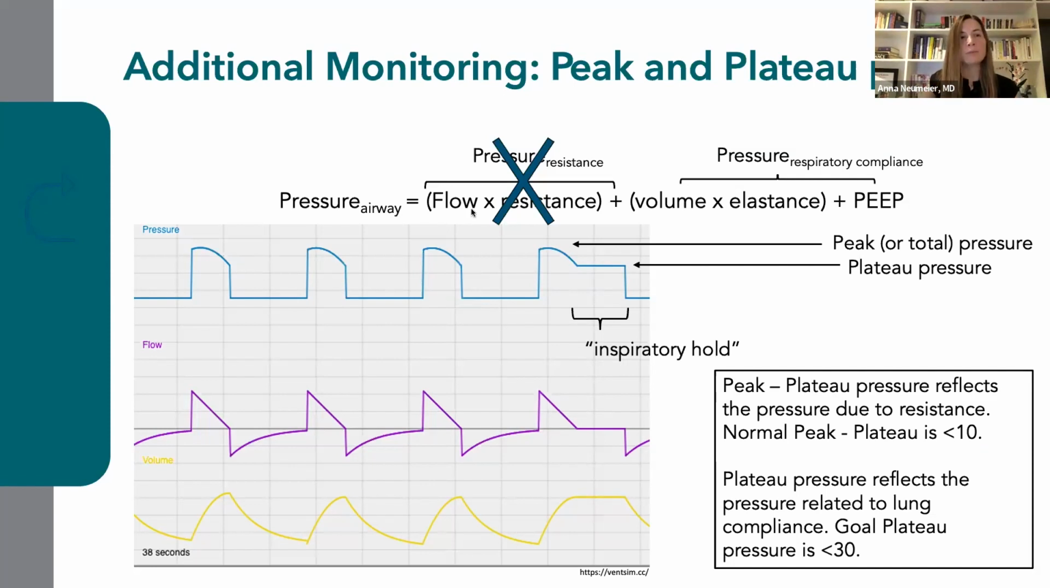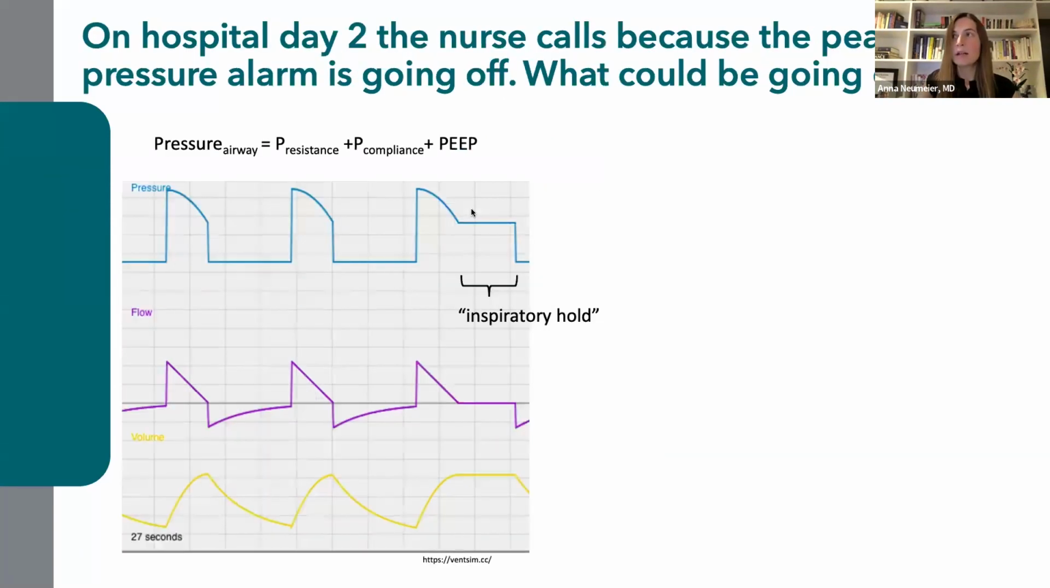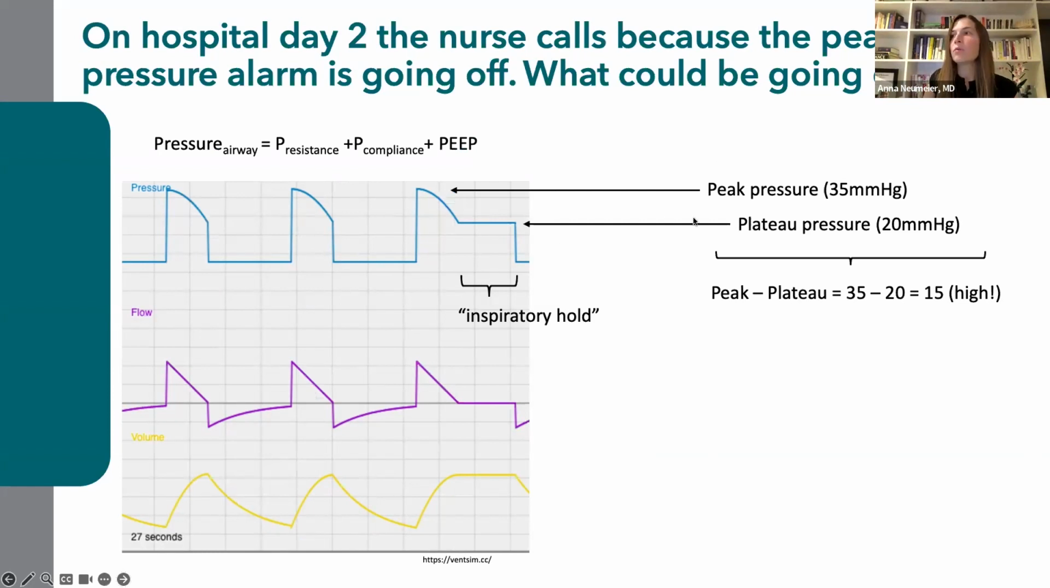Let's explore this further. Going back to our case on hospital day 2, the nurse calls because the peak pressure alarm is going off. How might you figure out what's going on? In this case, you see on the ventilator waveforms that the pressure is high. And so the next step is to perform the inspiratory hold, where we learn that the peak pressure that was reading out as 35 is well above the plateau pressure, which is only 20. So a peak minus plateau of 15 is high. Anything above 10 suggests that there's a resistive issue.